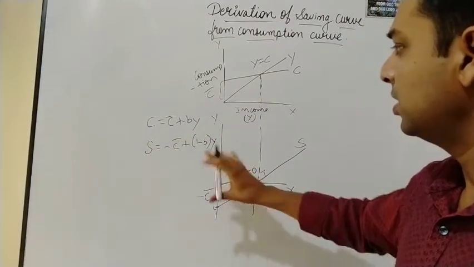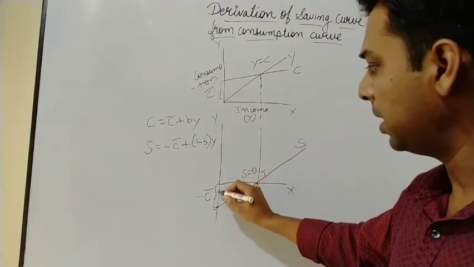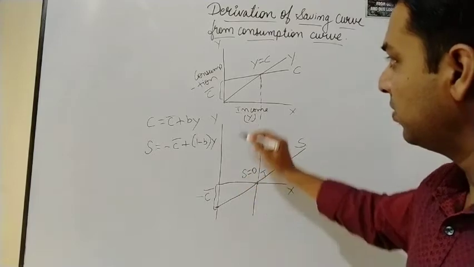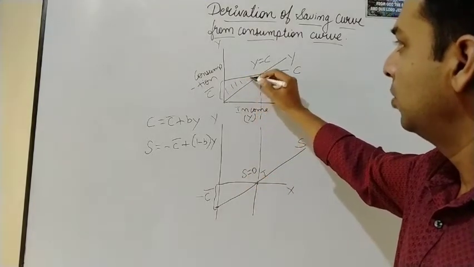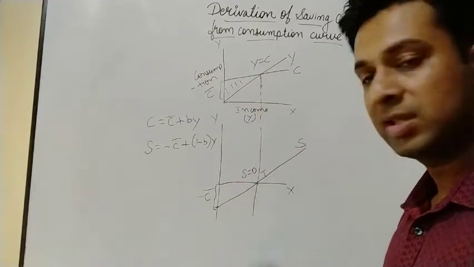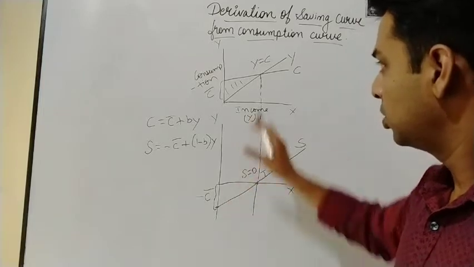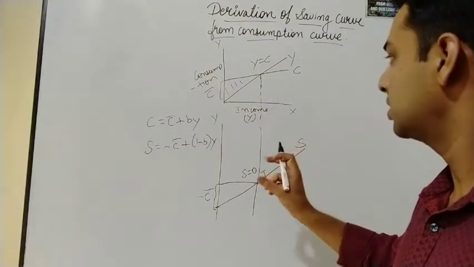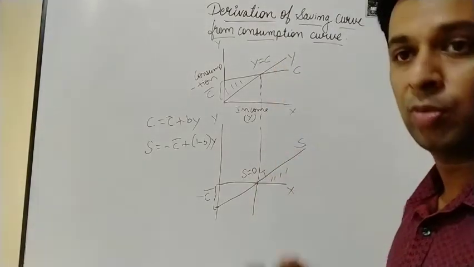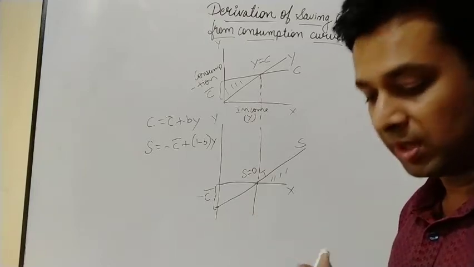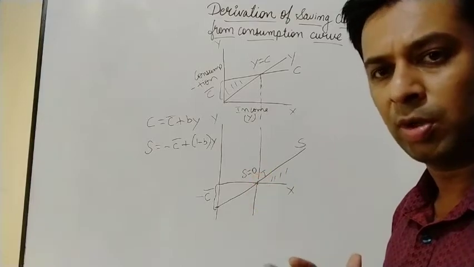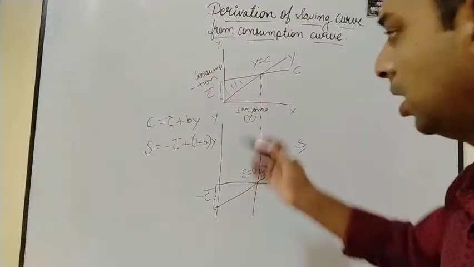Now what does it say? See here, this part is definitely minus C bar. At this point it is equal to 0. We know very well that till here your consumption is more than your income, so you have dissaving over here. And here your saving is there because your income is more than consumption. We know about this, but here we are simply deriving the saving curve from consumption curve, so let us not talk about this point. Simply what we are going to write is how to derive.